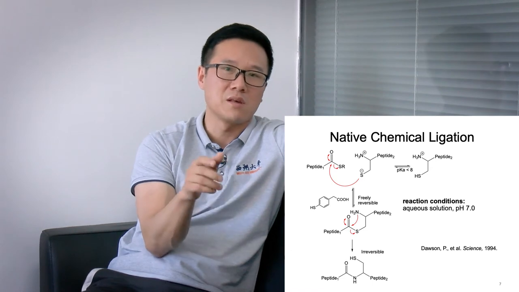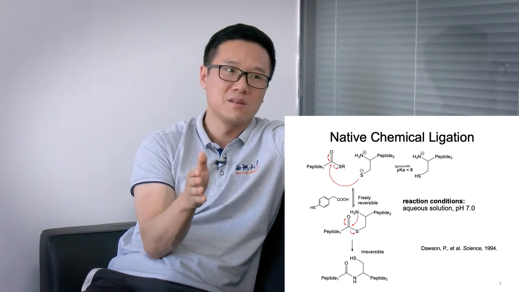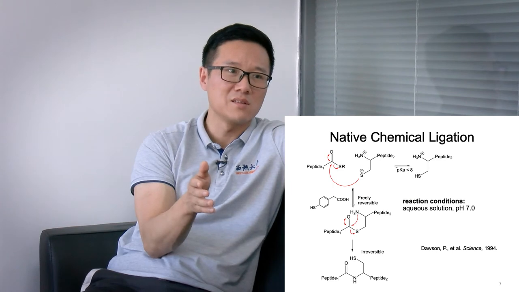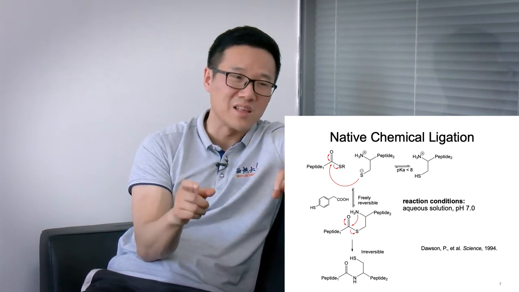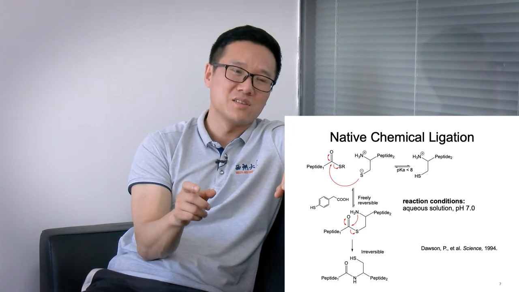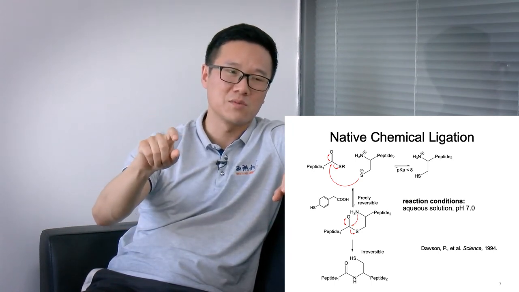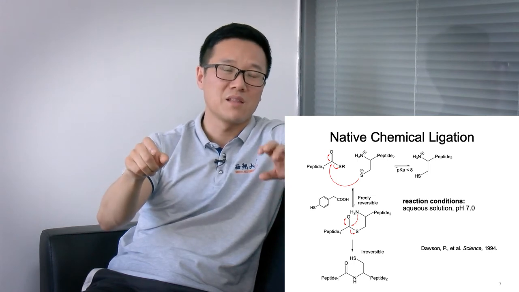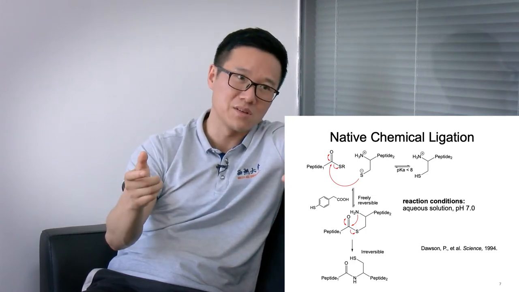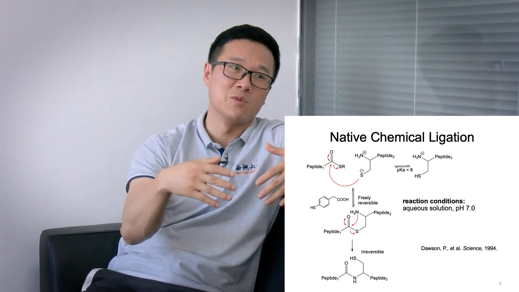How do the peptide chains bond? It's an amide bond between peptides, but the reaction we use now was actually invented by my PhD advisor. We call it native chemical ligation. You have one amino acid on the N-terminus, which is cysteine, and on the other side you have a thioester. You just dissolve them together in water, and they come together. That's it. Pretty simple.